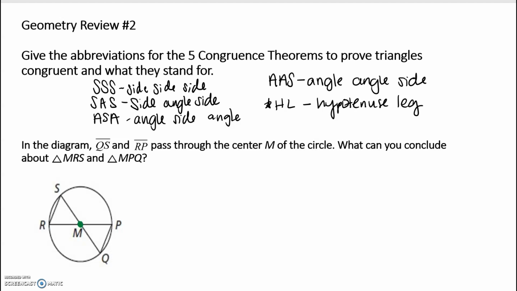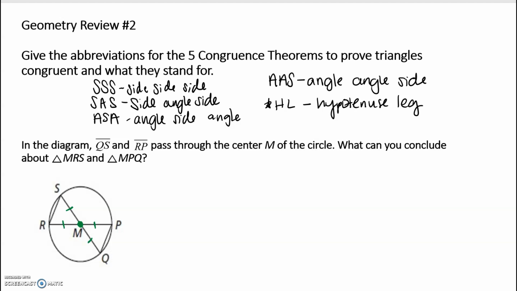Remember, if it goes through the center, that means this is the diameter of the circle. So these are my radii. Remember, all radii are the same. So I know that M to S is the same distance as M to Q, and M to R is the same distance as M to P. So I'm going to go ahead and mark all of those congruent, and then try and figure out anything else that I might know.